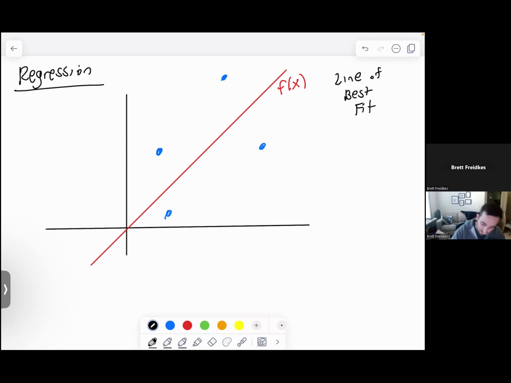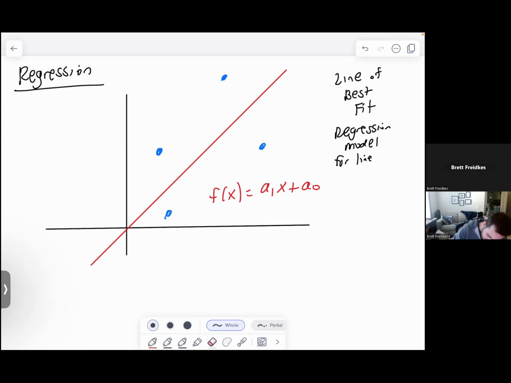Our line of best fit. And this is our regression model, our linear regression model, in this case, because we assume that f of x was a line. So if f of x is a line, that means that this equation f of x is something like y equals mx plus b, but we'll generalize that to be some slope times x plus a naught. So a1x plus a naught, where a naught's the y-intercept and a1 is the slope.